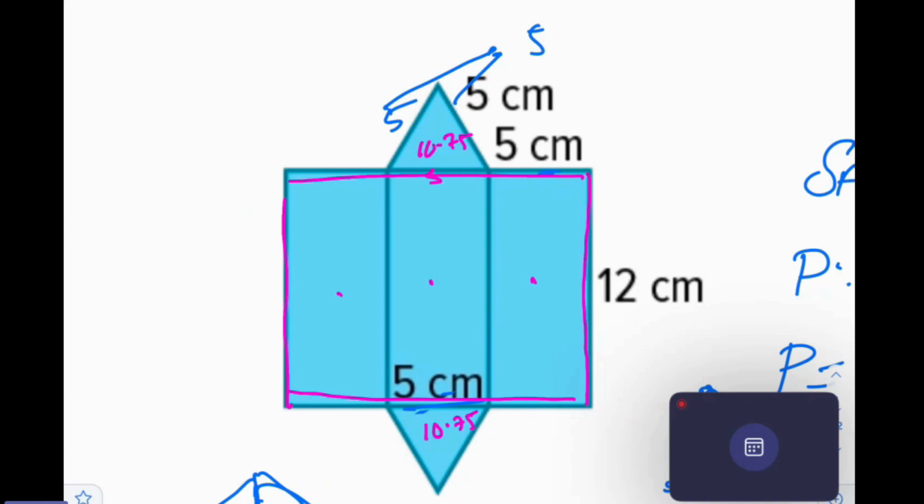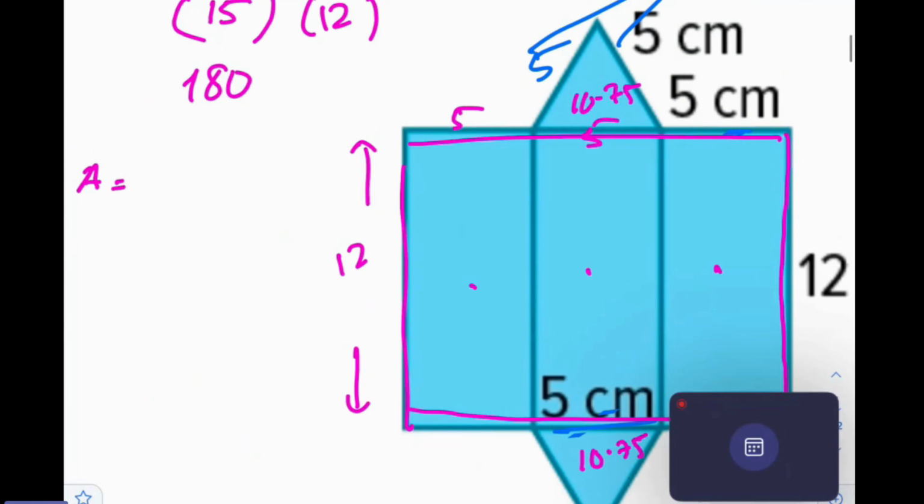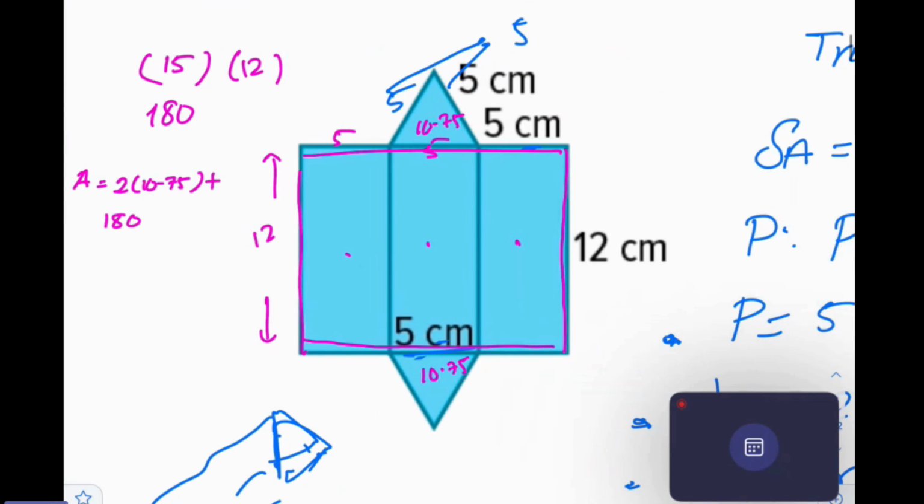So this is 5, this is 5, this is 5. So totally it's 15. Area of the rectangle is length times width, which is 12. So 15 times 12, which is 180. And now the total area will be 2 triangles, that is, 2 times the area of 1 triangle, plus the area of the big rectangle, including the 3 of them.